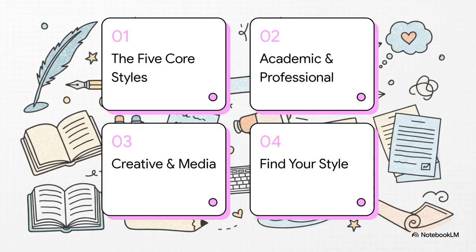So here's our game plan. We're going to start with the basics, the 5 core styles that are kind of like our compass. Then we'll explore 2 huge territories, academic and professional writing, and then creative and media writing. And finally, we'll talk about how you can figure out your own path on this map.